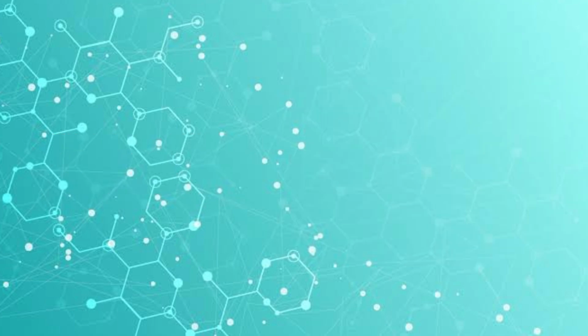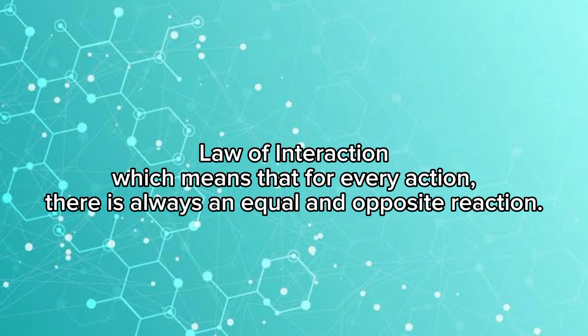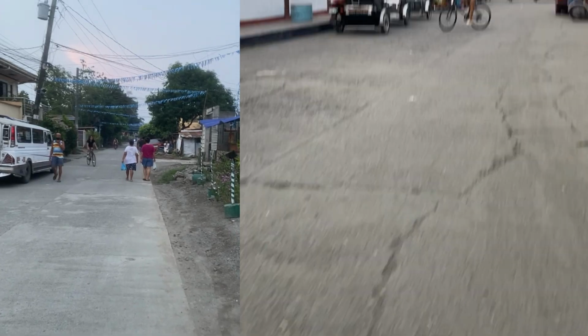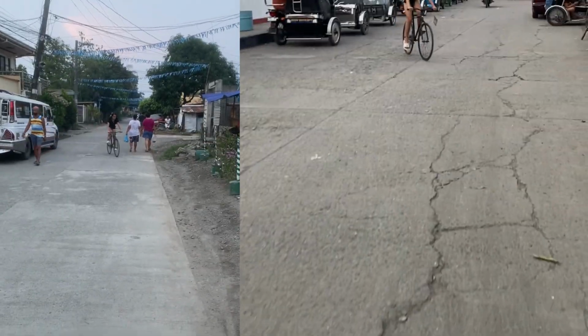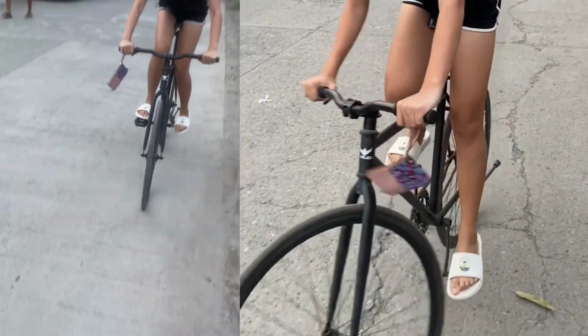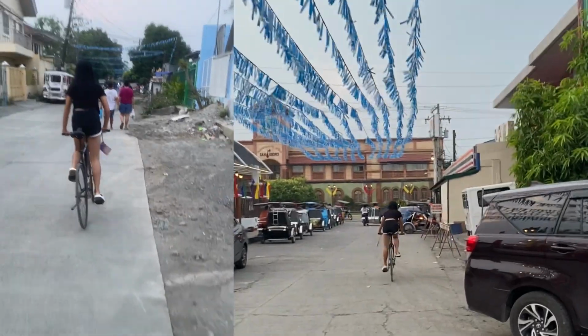The third law of motion is the law of interaction, which means that for every action, there is always an equal and opposite reaction. Cycling is an example of this law. The force applied into the pedal is the force that the wheel gives to the ground, and in return, the ground exerts the same force but in opposite direction, so that's why the bike is moving forward.